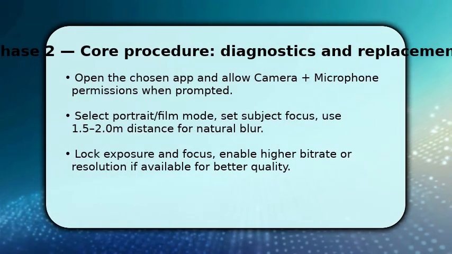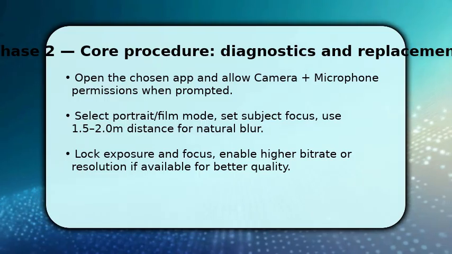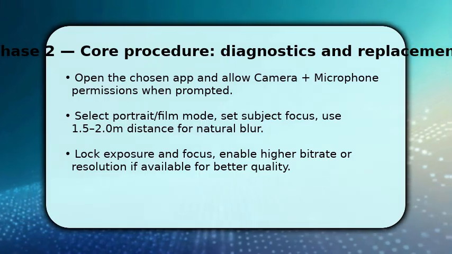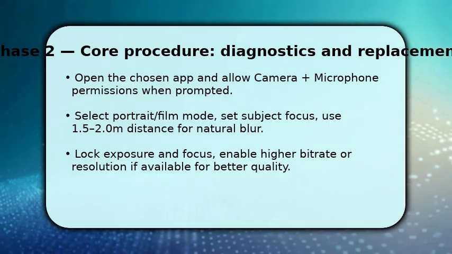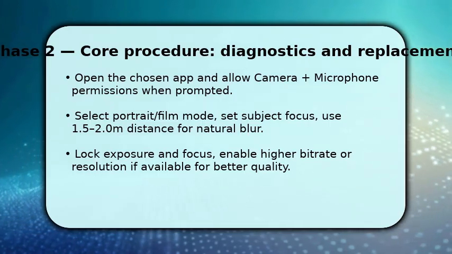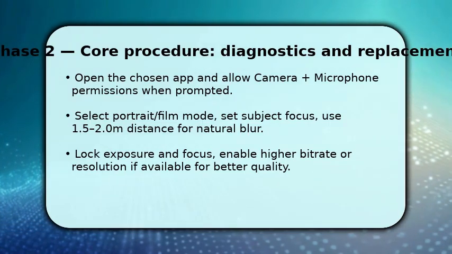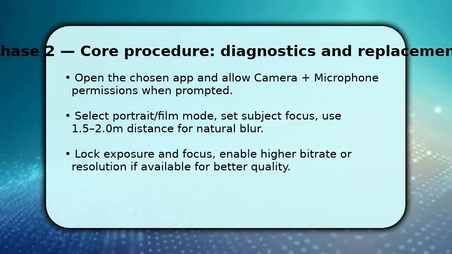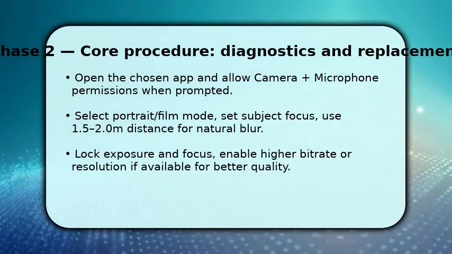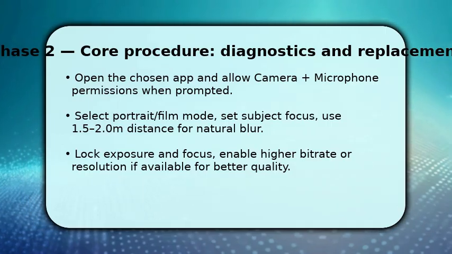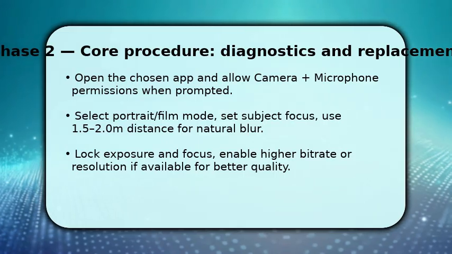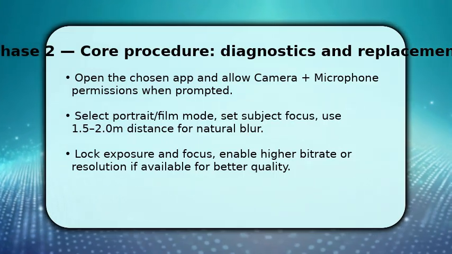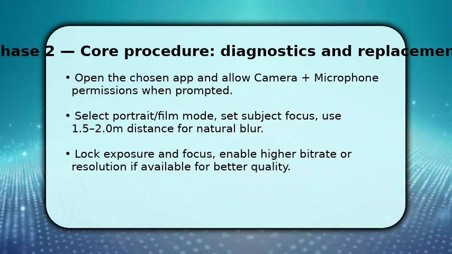You'll see modes similar to photo, video, or portrait. Select the portrait or cinematic simulation mode, then position your subject about 1.5 to 2.0 meters away to create pleasing background separation. This distance gives the app room to estimate depth. Tap to lock focus and exposure so the camera won't hunt, and if the app offers bitrate or resolution controls, choose the higher settings for cleaner footage. Move slowly, smooth motion sells.